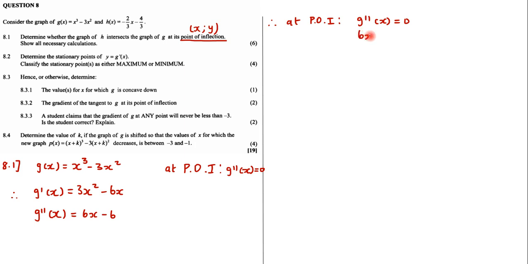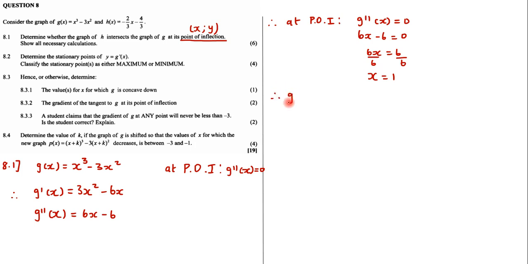This means here that 6x minus 6 is equal to 0. Then 6x is equal to 6. Dividing both sides, x is equal to 1. Now this is the x coordinate of what? Of the point of inflection.